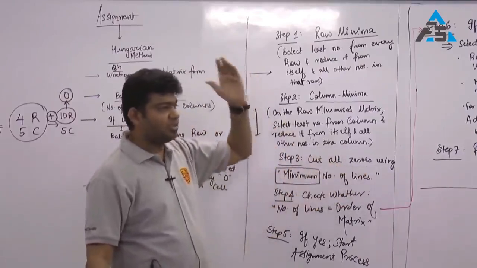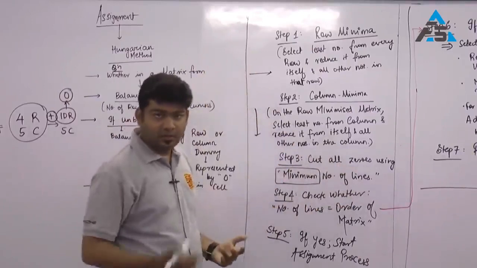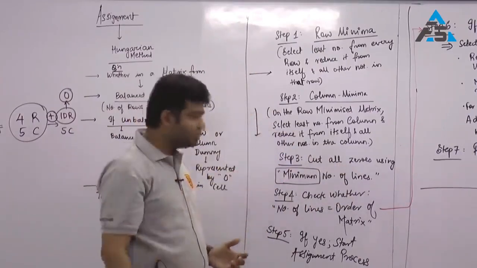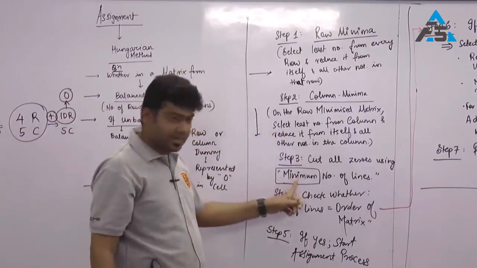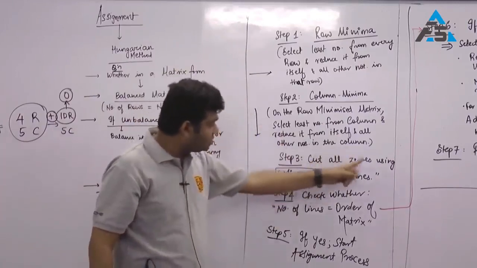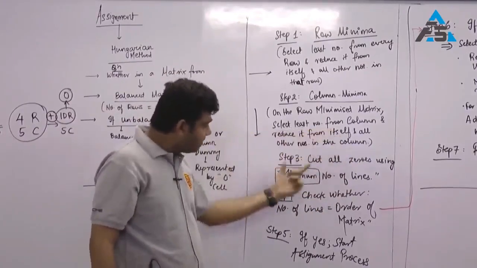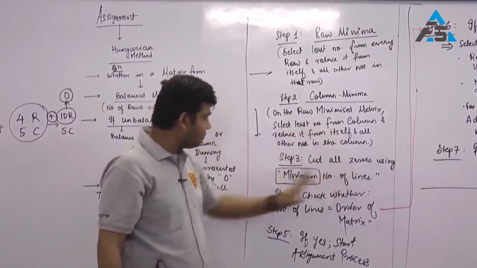So it may be possible that I am cutting with 4 lines, but there is a possibility that the same number of zeros can be cut using 3 lines. The 3 lines is correct. So cut all zeros using minimum number of lines. Focus on minimum. So all zeros using minimum number of lines.